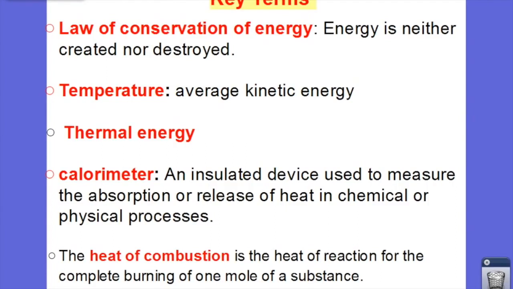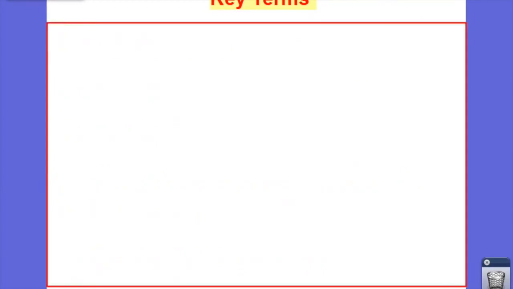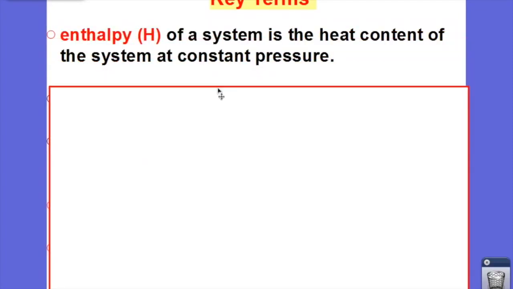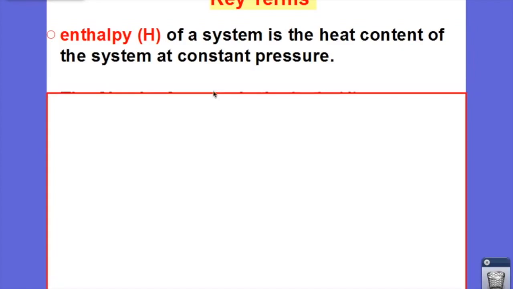Heat of combustion is the heat of reaction for the complete burning of 1 mole of a substance. Heat of combustion will always be negative. It is exothermic. Like we said last time, negative does not mean a negative energy. Energy is not negative. We talk about only the direction of that energy.